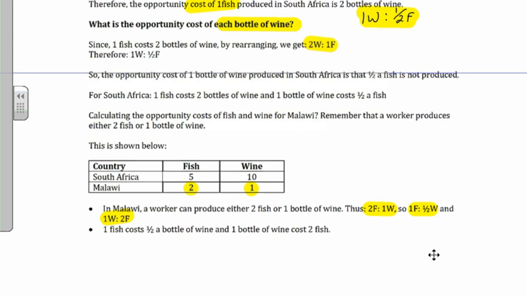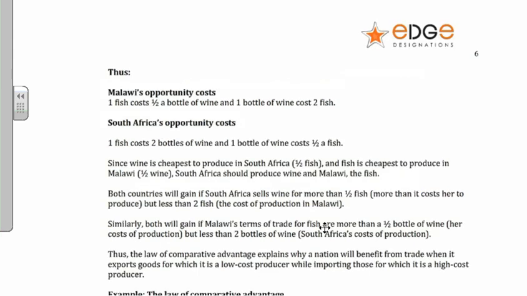Can you see what we're doing over here? We're saying, yes, we understand that South Africa has absolute advantage over Malawi in terms of the production of fish and wine. But on a relative, comparative basis, and the word I'm looking for is opportunity costs, there they are different. Is everybody comfortable? So Malawi's opportunity cost: 1 fish, half a bottle of wine. South Africa's opportunity cost is 1 fish, 2 bottles of wine.